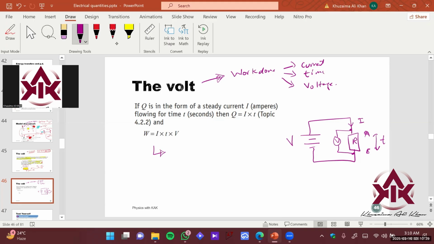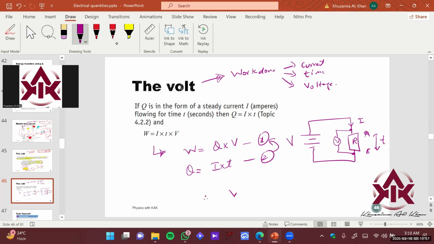If I write down the formula for work done, it is simply charge times voltage. E is EMF, but here EMF is not used. Here we will use the potential difference, that is V. And if you recall your last lecture, charge is current times time. So we have two equations: equation one is this, equation two is this. We substitute equation two into one. Let's see what we get.